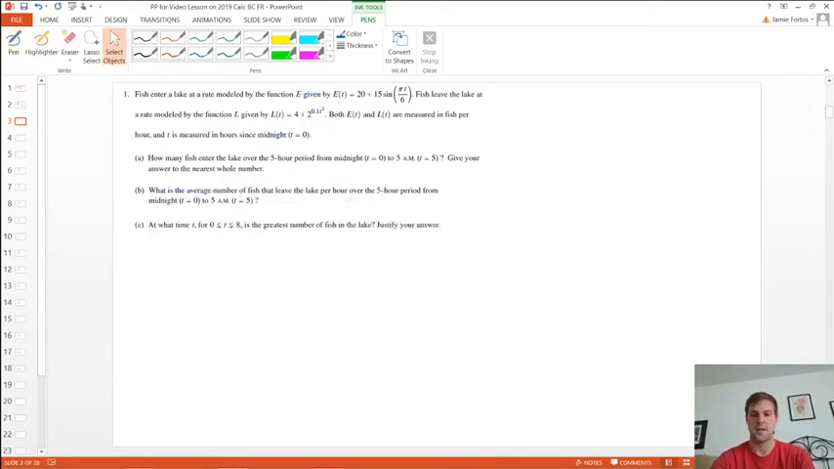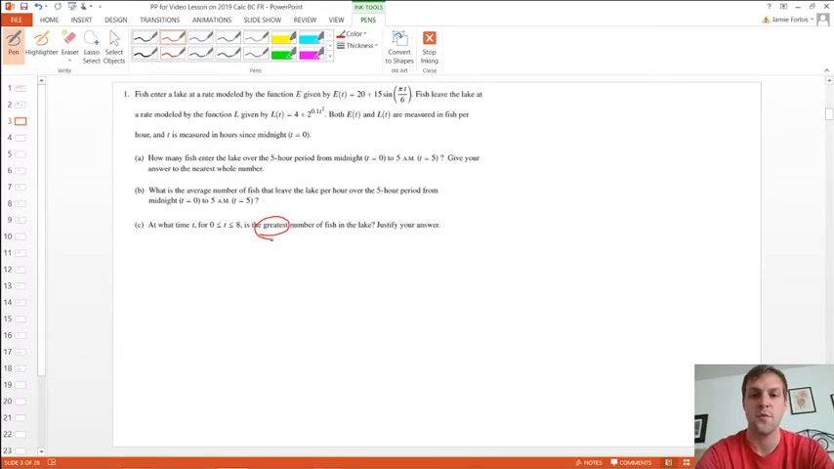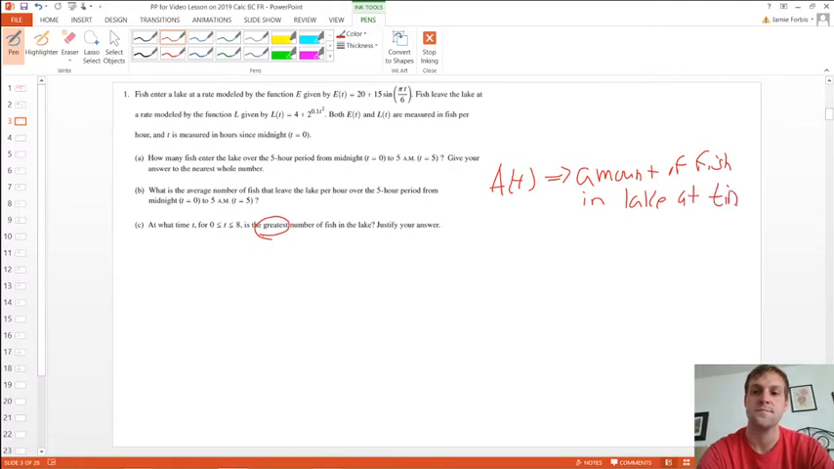Okay, now let's talk about C. C says, at what time t between 0 and 8 hours is the greatest number of fish in the lake? It wants to know the maximum value over a closed interval, so we need to consider the endpoints and the critical points. How do we find the critical points first of all? In this type of problem, I always want to have an amount equation. So I'm going to say A of t is the amount of fish in the lake at time t.